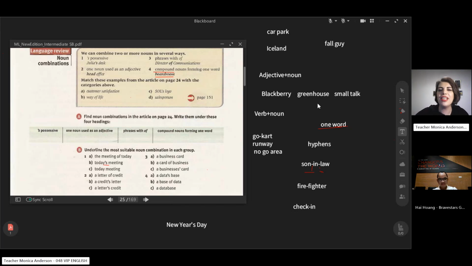For example, I've got two sisters-in-law. Two sisters. Okay, two sisters-in-law.